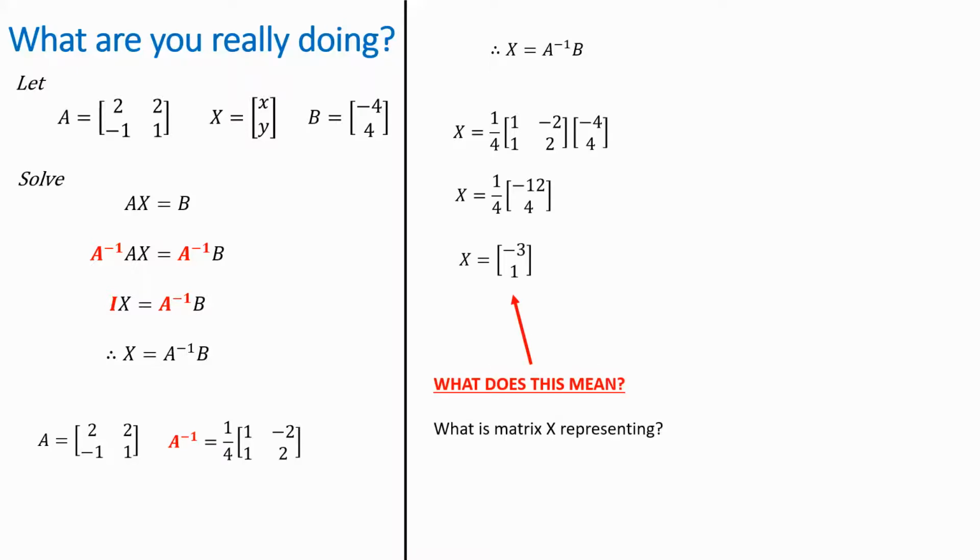Okay, so here's the question. What are we really doing? And this is the bulk of what you need to understand here. Okay, and that will lead back to where the inverse formula came from and why we want to know the determinant. Okay, so let's have a think about this.